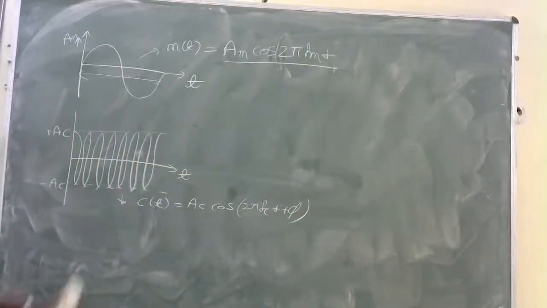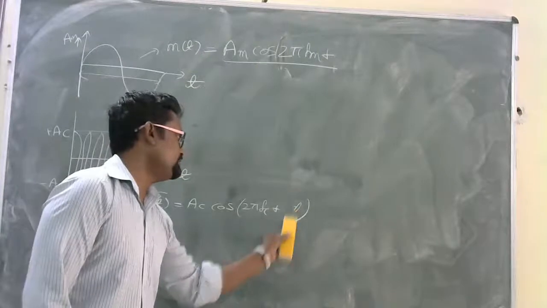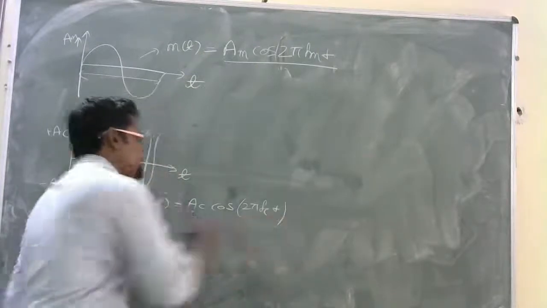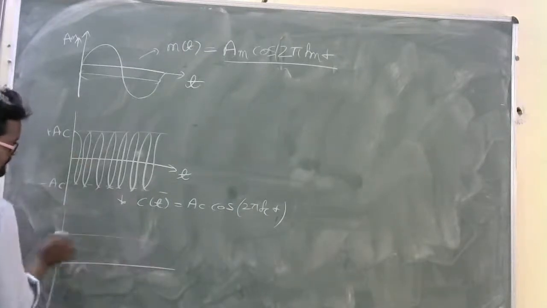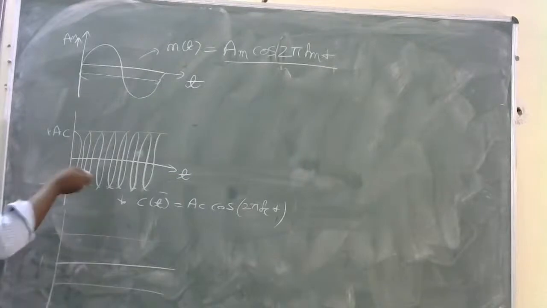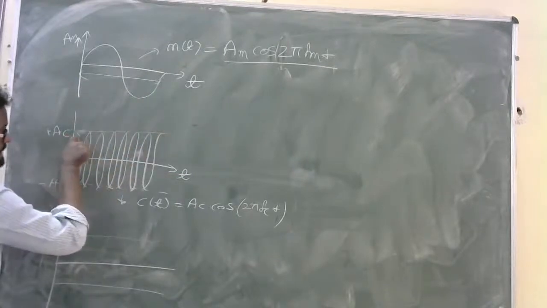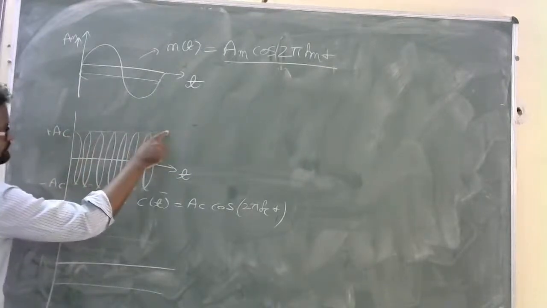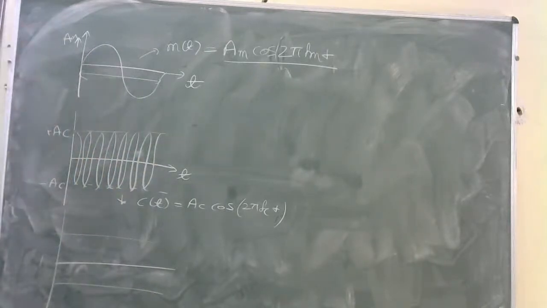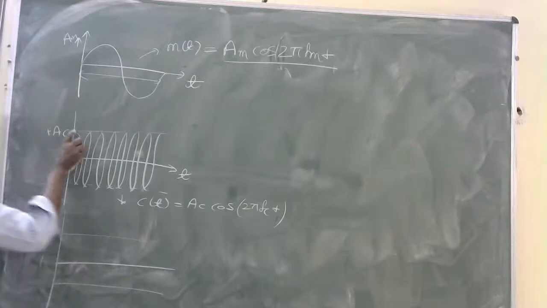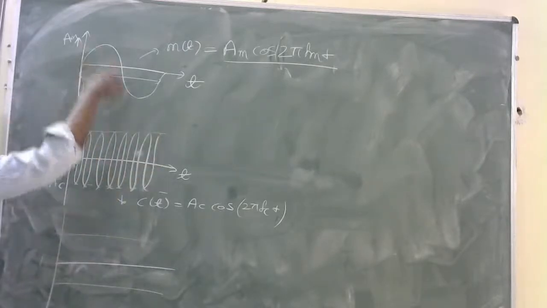Clear? Now, in the case of amplitude modulation, phase is constant, so there is no need to represent phase everywhere. I can represent the carrier term as c(t) equals Ac cos 2 pi fc t. Is that clear? After amplitude modulation, the constant amplitude of the carrier signal is varied according to the changing of the message signal. The amplitude of the carrier signal will change according to the modulating signal.